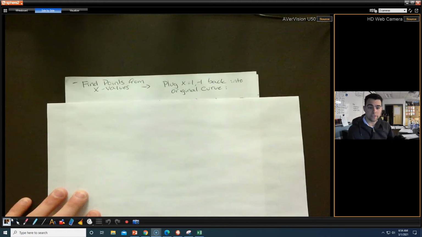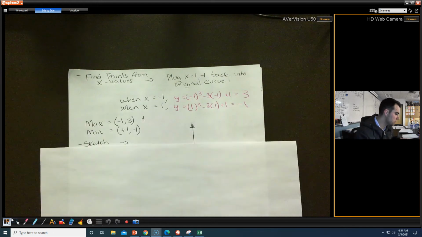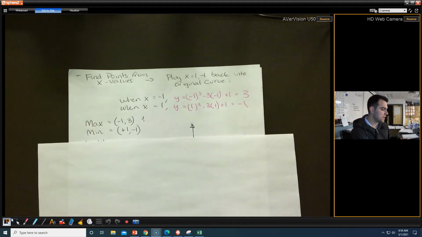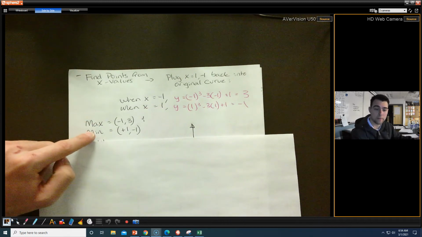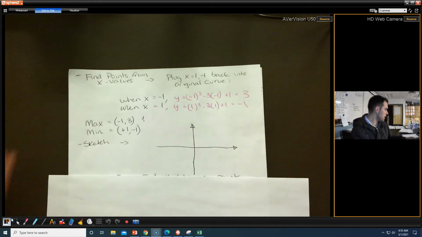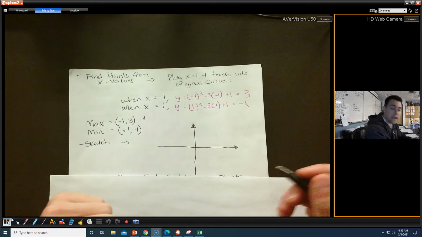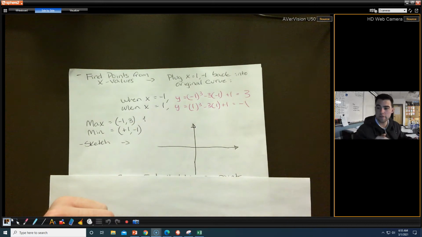I can find points from the x values. I'm going to plug in 1, -1 back into the original curve. And when I do that, I end up getting (-1, 3) for my maximum, and for my minimum, it's (1, -1). And if I go ahead and sketch this, it won't be too bad actually. I'll sketch it real quick. I'm actually looking for a pen right now as we speak. If I go and I sketch this, I know where the max and mins are, and I know this is a cubic function. So the cubic function is going to look something like that.